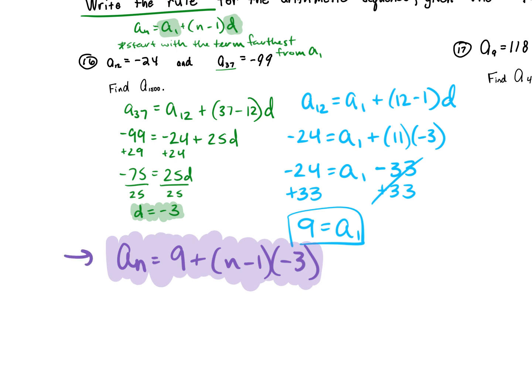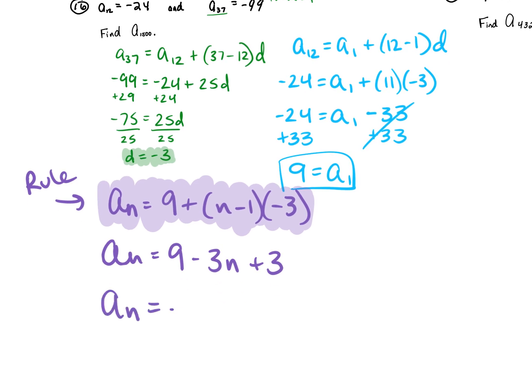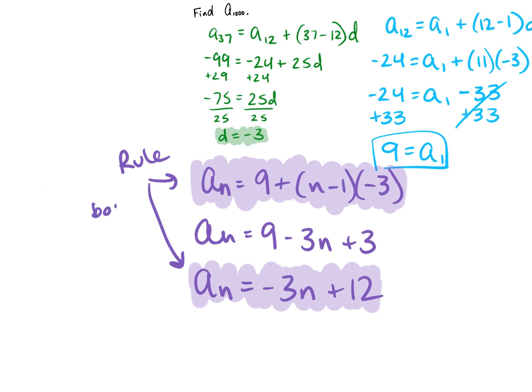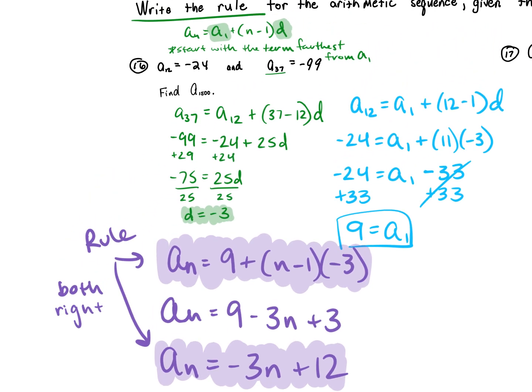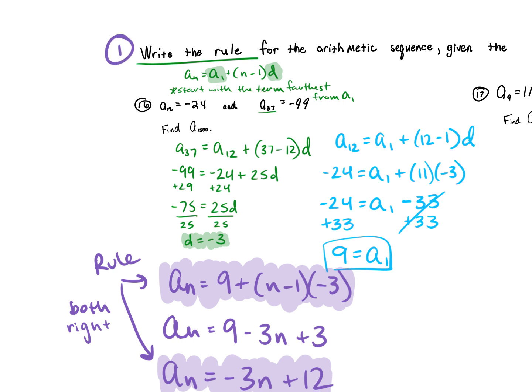If we simplified, it would be 9 minus 3n plus 3. So a sub n is equal to negative 3n plus 12. So if you wanted to simplify, it would be this. You could leave it either way. These are both correct. So they're both right. So that would be our rule. That's the first part of this question. It said write a rule.